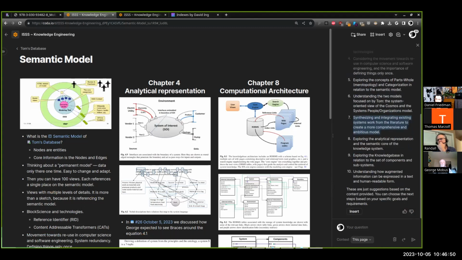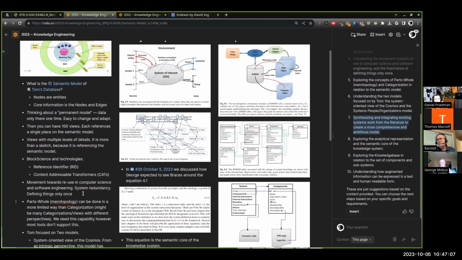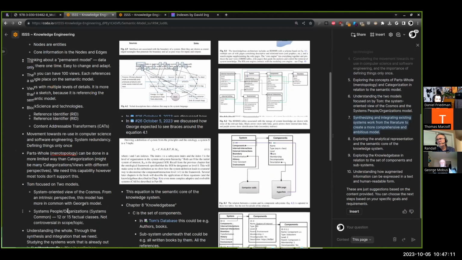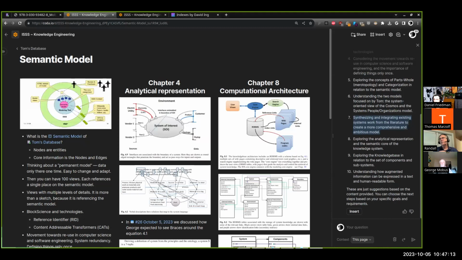The people organizations model, connecting bibliographically to Rob's work with SCA, because those are some of the main things. Like you say, there's 12 or 15 types, but people, publications, and organizations are probably the main ones. Yeah, right. Explore analytical representation, the semantic core of the knowledge system.